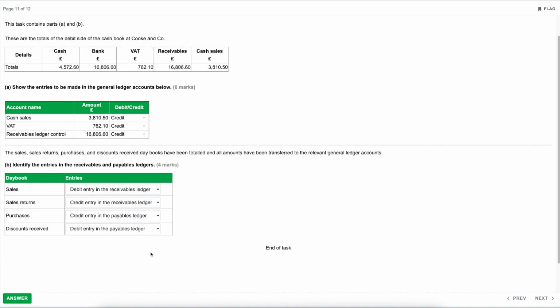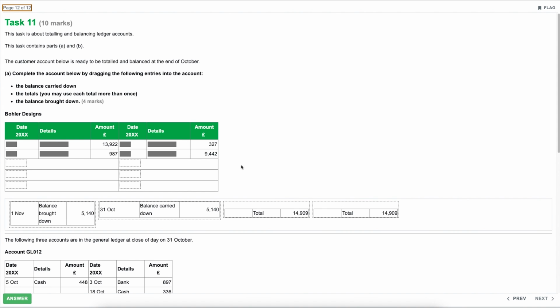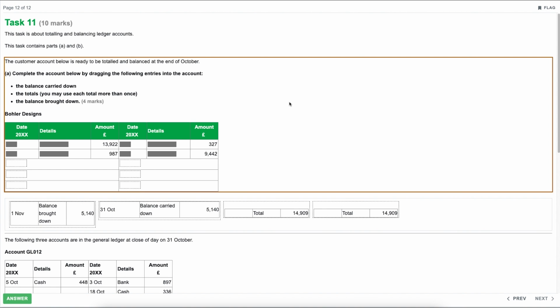Okay, hopefully you found that useful. Let's now move on to task 11, which is our last task. Task 11 is worth 10 marks and is about totalling and balancing ledger accounts. This task contains parts A and B. The customer account below is ready to be totaled and balanced at the end of October.